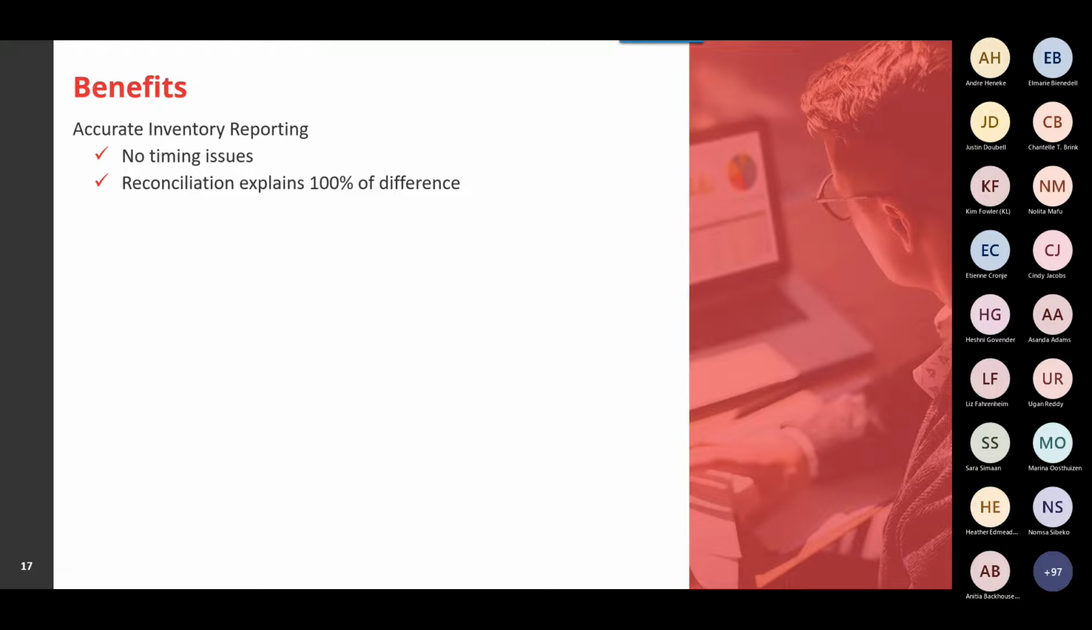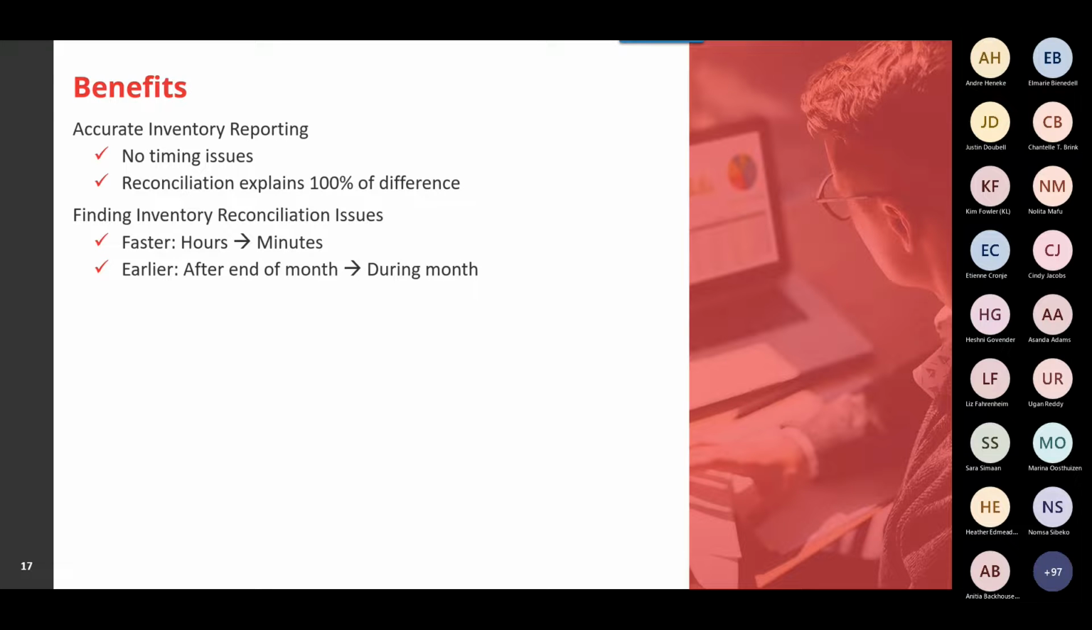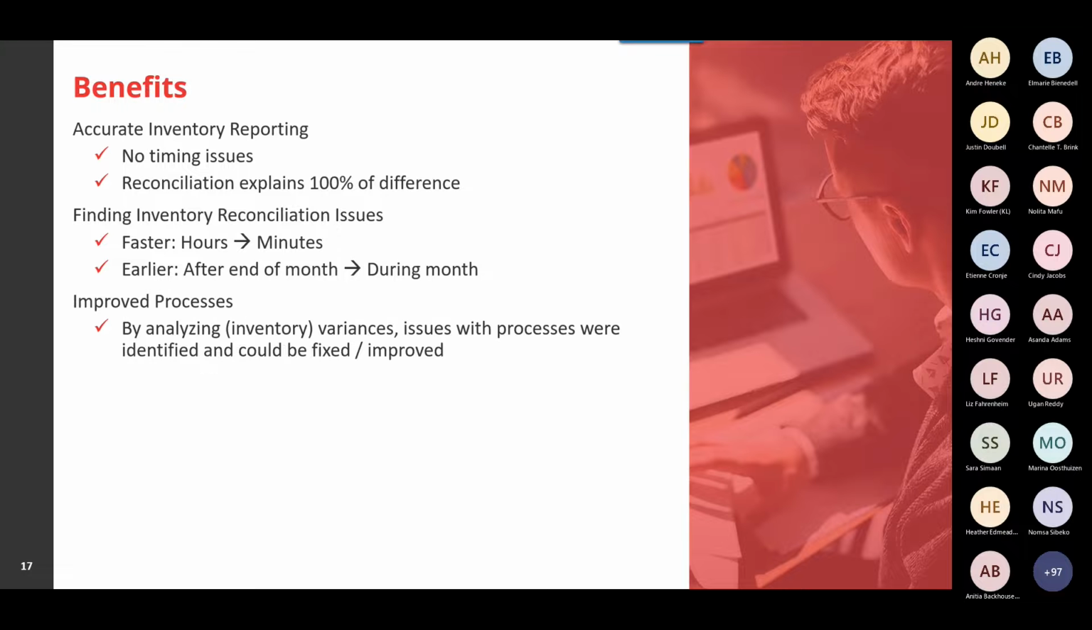For inventory, we see very accurate inventory reporting. We eliminated all timing issues, and we can explain 100% of the difference if there is any. It also means instead of spending hours and hours to find the root cause of your mismatch between your inventory and GL, you can do it in minutes. The system already has the transactions that are wrong, and you can do it much earlier. You can monitor your inventory during the month, and you don't have to wait till end of the month.